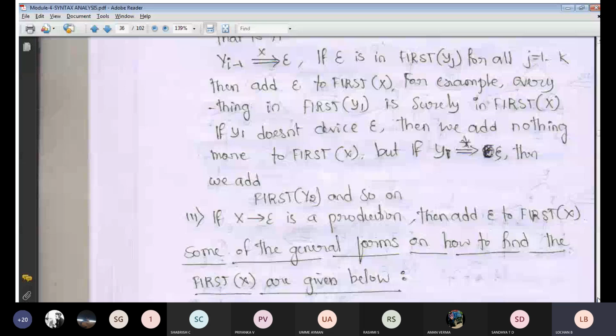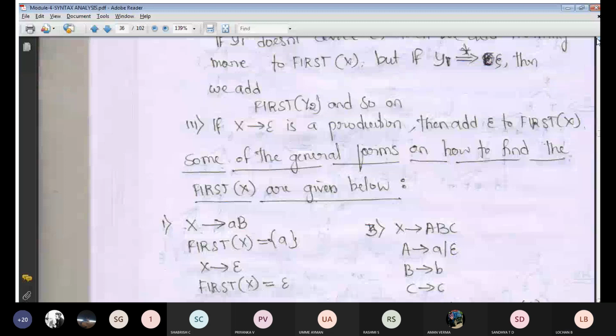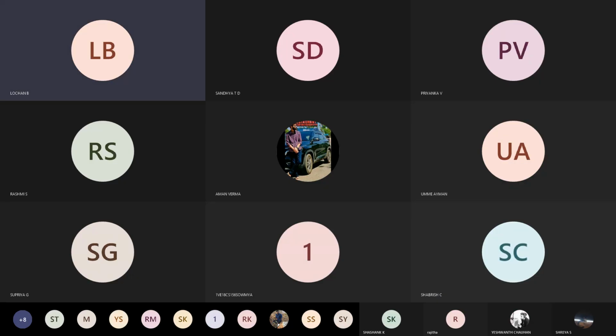Everyone write the heading as problem. Write the heading as first and follow set. Write the heading as first set. In that one, write the heading as problem. I'll explain so that you will understand better in this particular way.